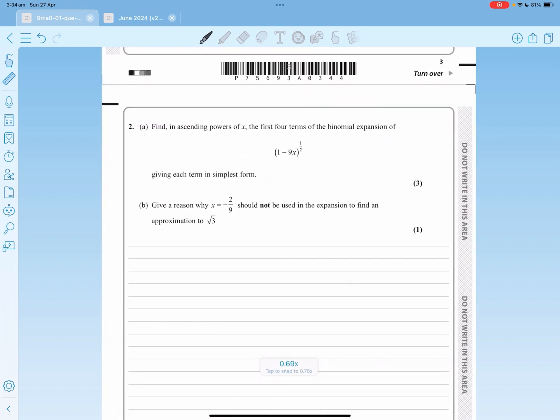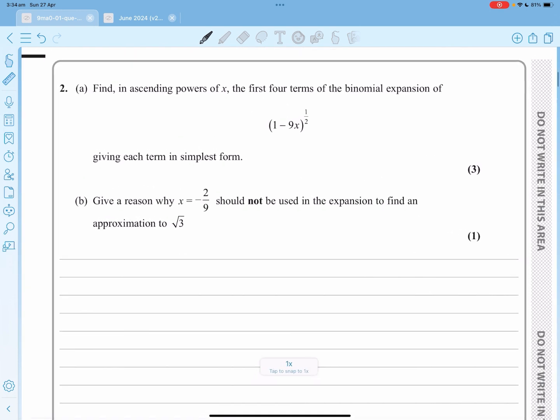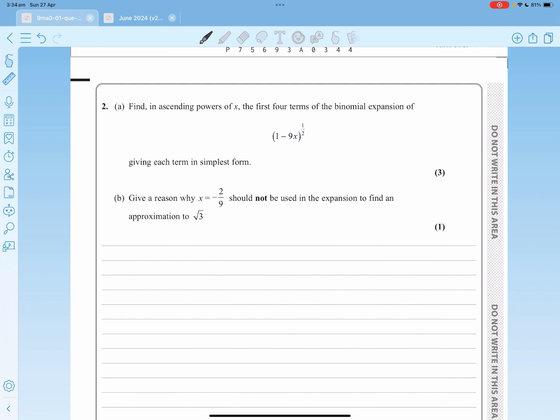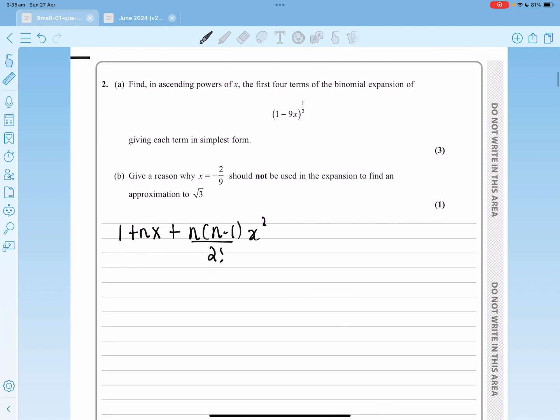Question 2, finding in ascending powers of x the first 4 terms of the binomial expansion of 1 minus 9x to the power of half. So I think the formula was 1 plus nx plus n times n minus 1 over 2 factorial x squared, and it says to find the first 4 terms, so we need to do the next term as well, which is n times n minus 1 times n minus 2 over 3 factorial x cubed.